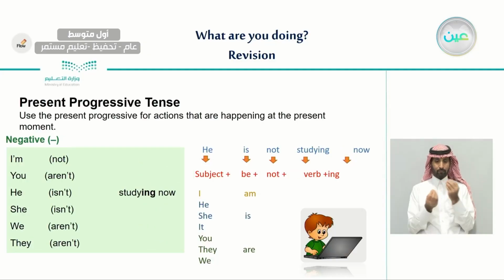And also, we showed you how to make a negative sentence in the present progressive. We said that we add the word not after the verb to be.